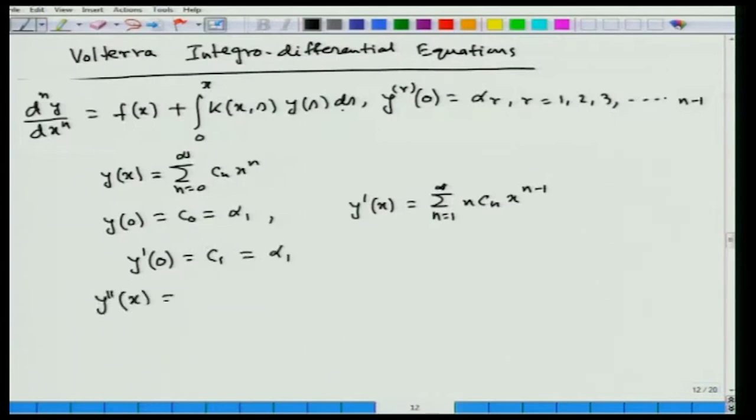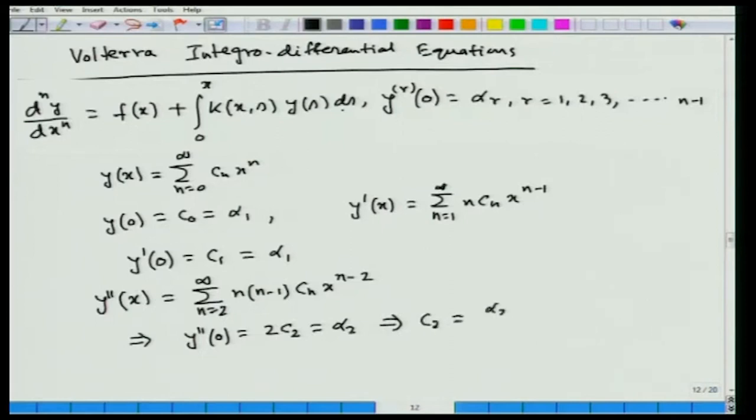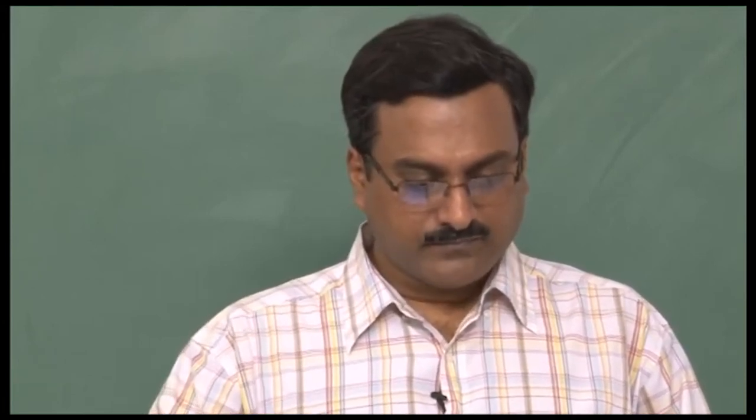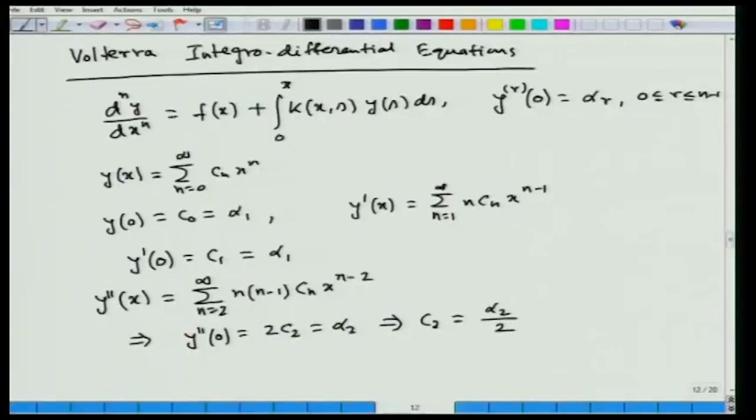Similarly, y double dot(x) is equal to sigma n running from 2 to infinity n into n minus 1 c n x to the power n minus 2, and this will give us that y double dot(0) is equal to 2 c2 equal to alpha 2, implying c2 equal to alpha 2 by 2. So, the first n constants of this particular power series can be obtained by using these initial conditions. And then we have to substitute this particular series into the equation, and we can find the solution by equating like powers from both sides.